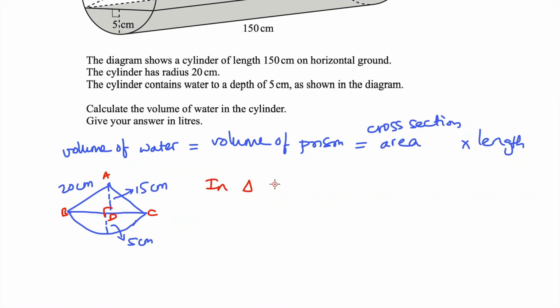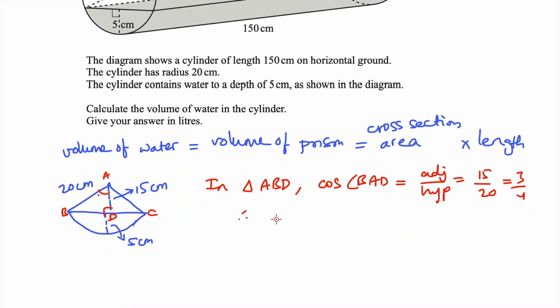So in triangle ABD, I know the hypotenuse and I know the adjacent side. So cos BAD is equal to the adjacent side by hypotenuse, and so this is 15 by 20, which is 3 by 4. So therefore cos of angle BAD will be equal to 3 by 4. So therefore angle BAD is cos inverse 3 by 4.